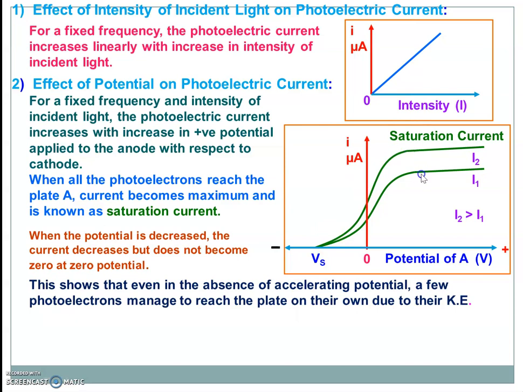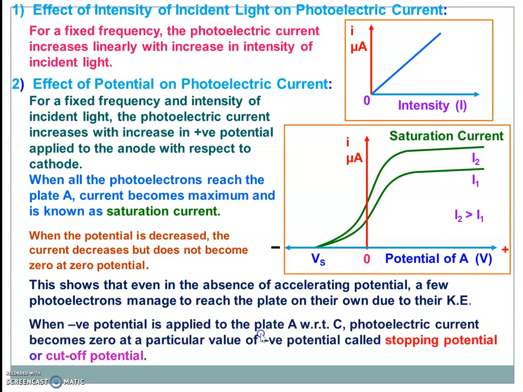For those two curves, since frequency has not been changed, the cutoff potential has a unique value. This indicates that photoelectric current becomes zero at a particular value of negative potential, and that negative potential is called cutoff potential. Intensity of incident light or radiation does not affect the stopping potential.